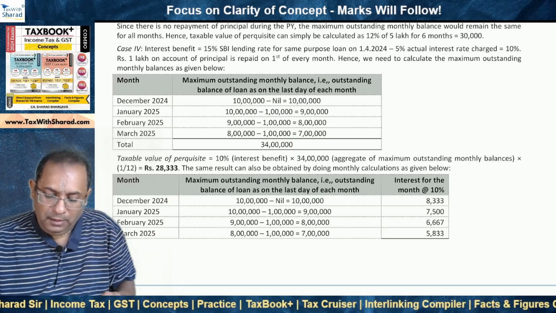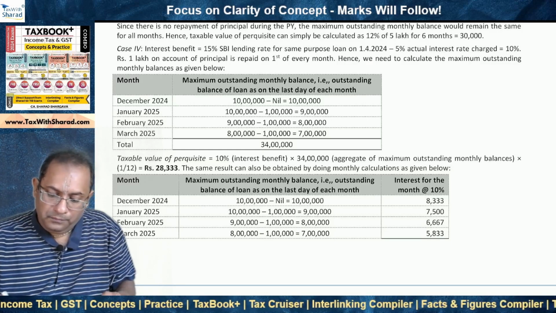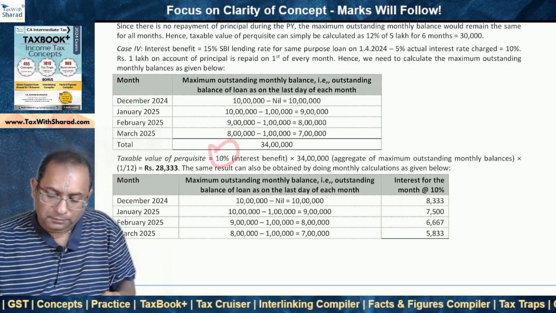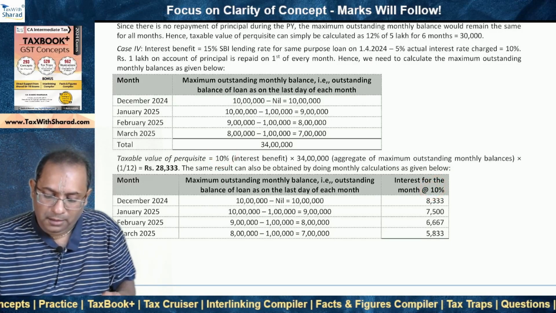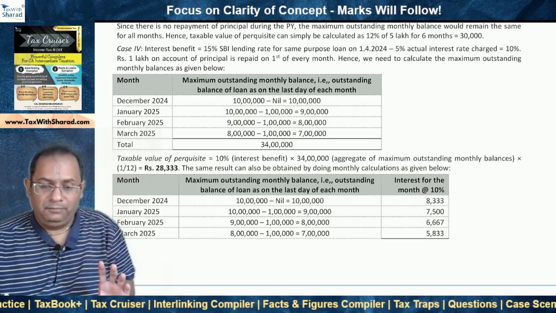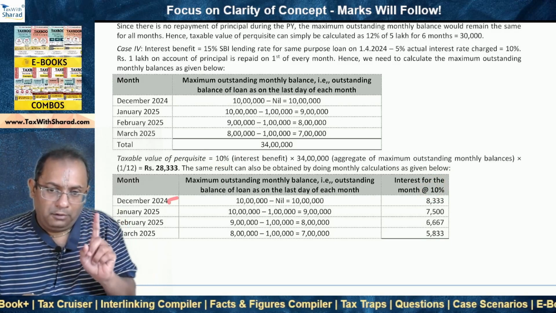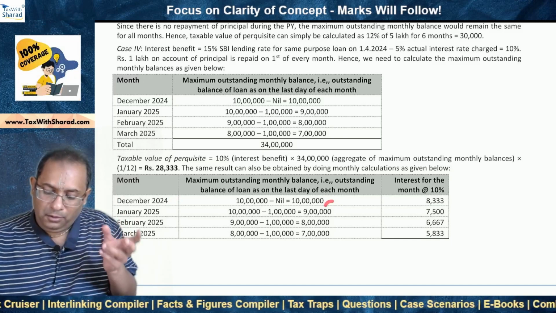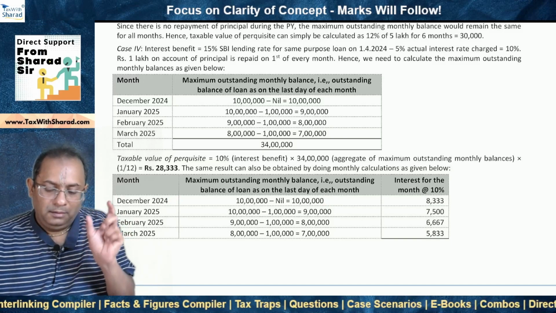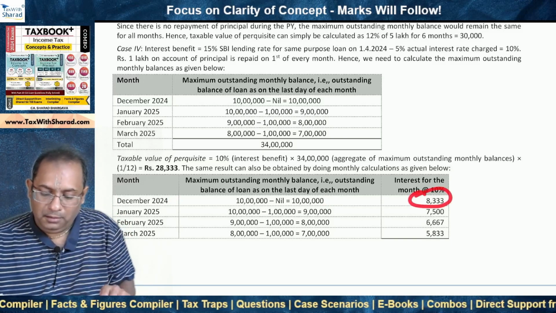So for each month, we will apply the 10% rate. So 10% into 10 lakh into 1 by 12, because we are calculating it for 1 month. So 10 lakh into 10%, but for 1 month, the interest will be 1 by 12. So it will be 8333.